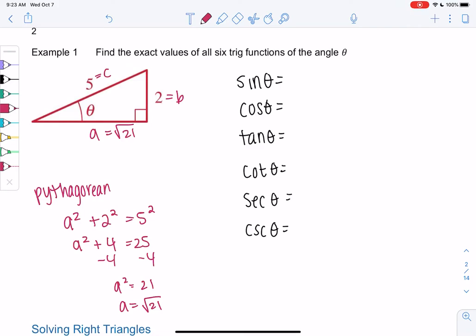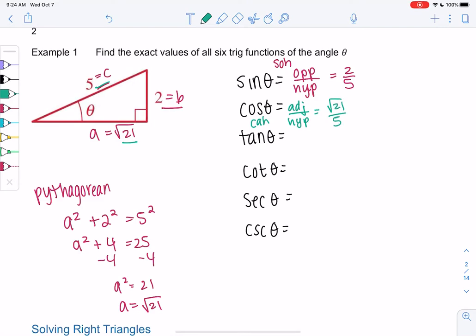So sine is the SOH in SOHCAHTOA, so opposite over hypotenuse. So it'll be 2/5. Cosine is adjacent over hypotenuse. That's the CAH. Square root 21/5. Tangent will be, that's the TOA, opposite over adjacent. You could do sine over cosine, but I think opposite over adjacent's faster.